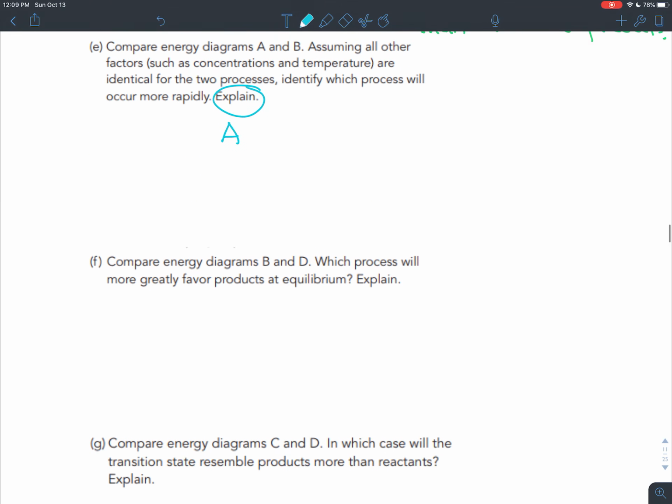So D, reaction D greatly favors the products, and the explanation that you would want to write down is that it greatly favors the products because the products are lower in energy and therefore more stable than the reactants. Whereas in B, the reactants and products have the same amount of energy and therefore are equally stable and will exist in about equal concentrations.